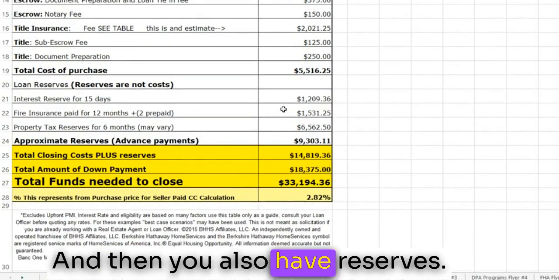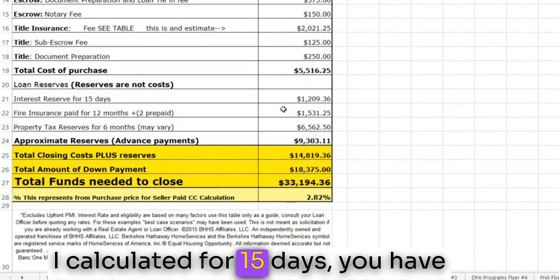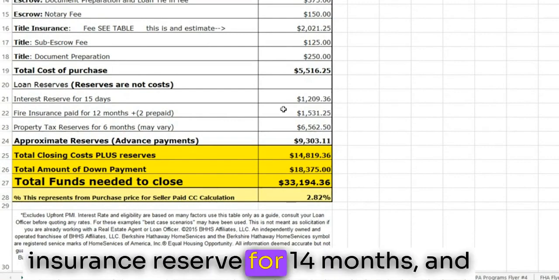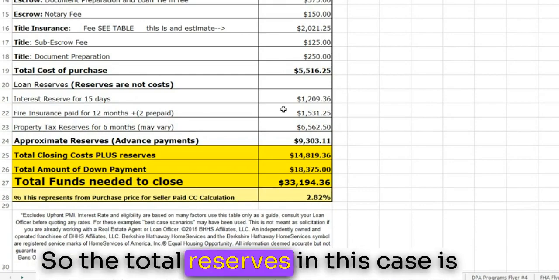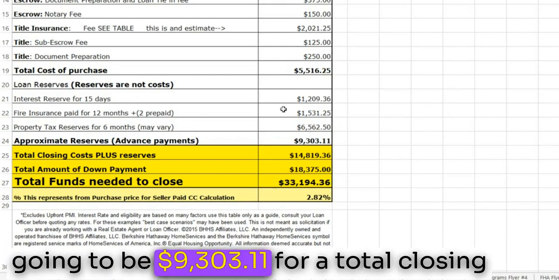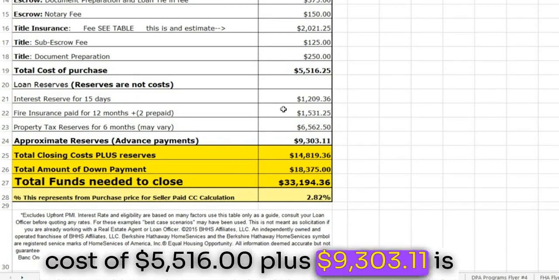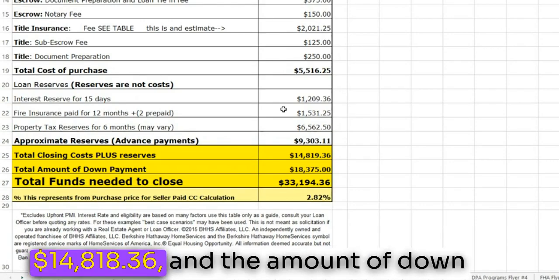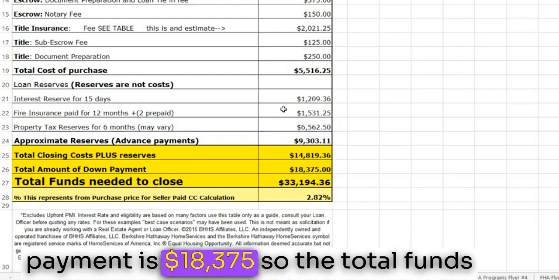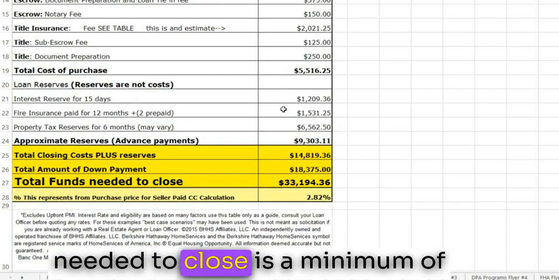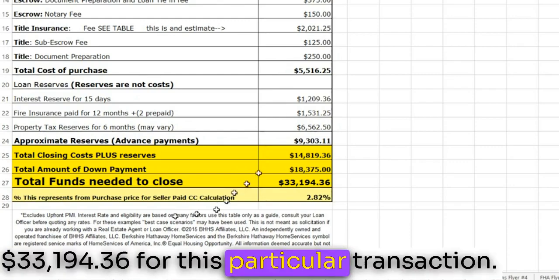And then you also have reserves. So you have interest reserve, which I calculated for 15 days. You have insurance reserve for 14 months, and you have tax reserve for 6 months. So the total reserves in this case is going to be 9,303, for a total closing cost of 5,516 plus 9,303 is 14,819, and the amount of down payment is 18,375. So the total funds needed to close is a minimum of 33,194 for this particular transaction.